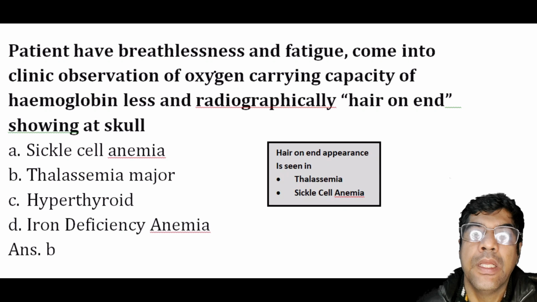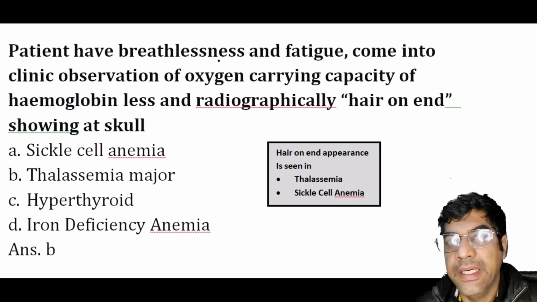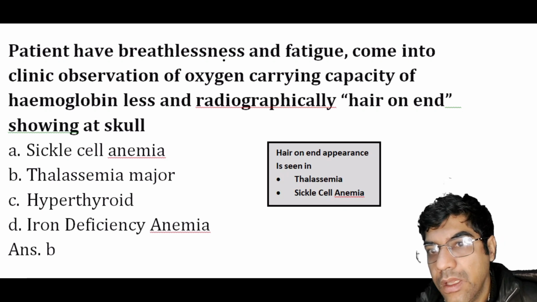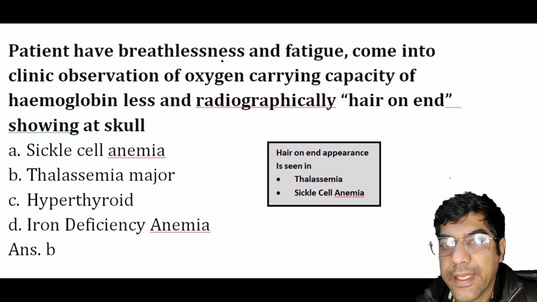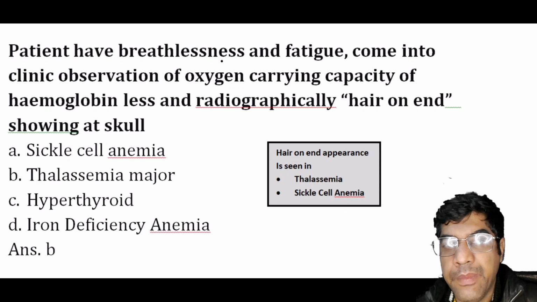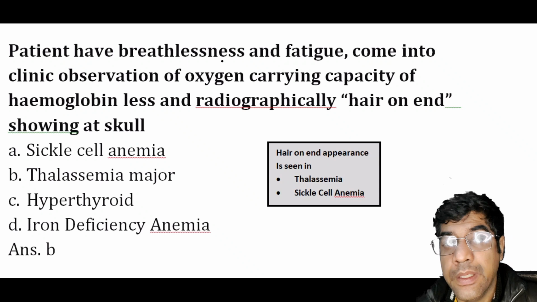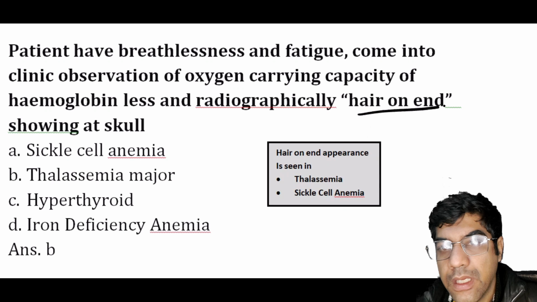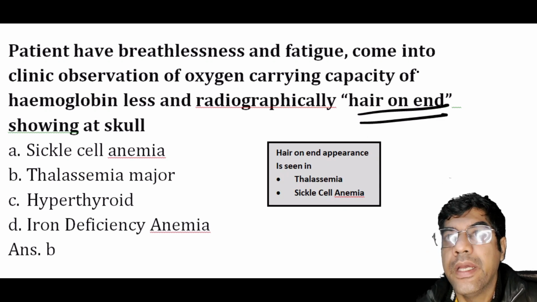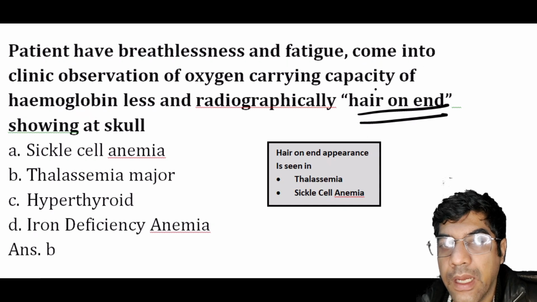of hemoglobin is less, and radiographically you see hair on end appearance showing at the skull. So that is indicative of... the patient here is experiencing breathlessness and fatigue. That can be indicative of anemia. The observation that the oxygen carrying capacity of the hemoglobin is less suggests that it is an anemic condition. The radiographic finding here, hair on end appearance, indicates appearance in the skull.